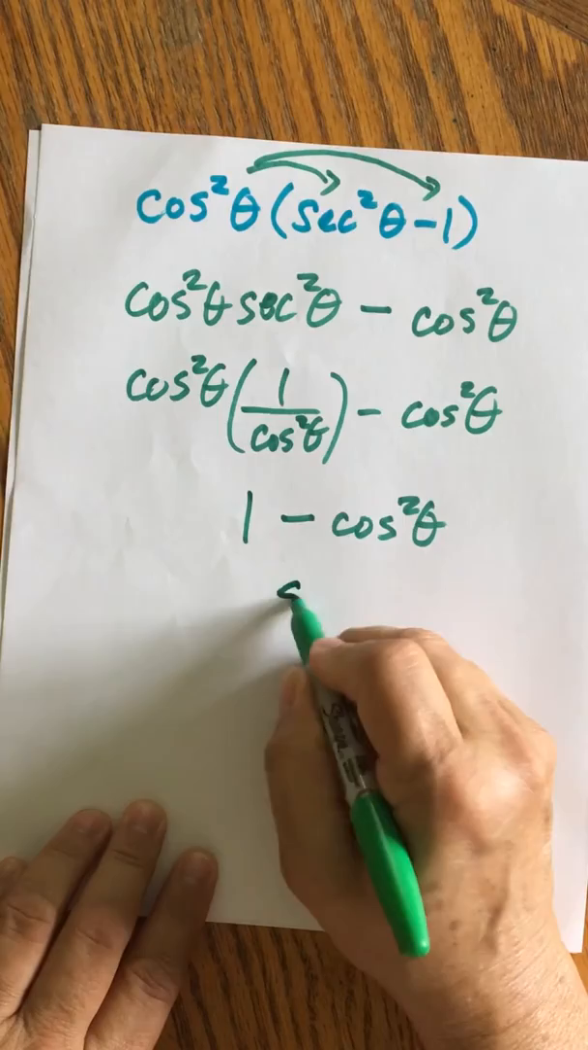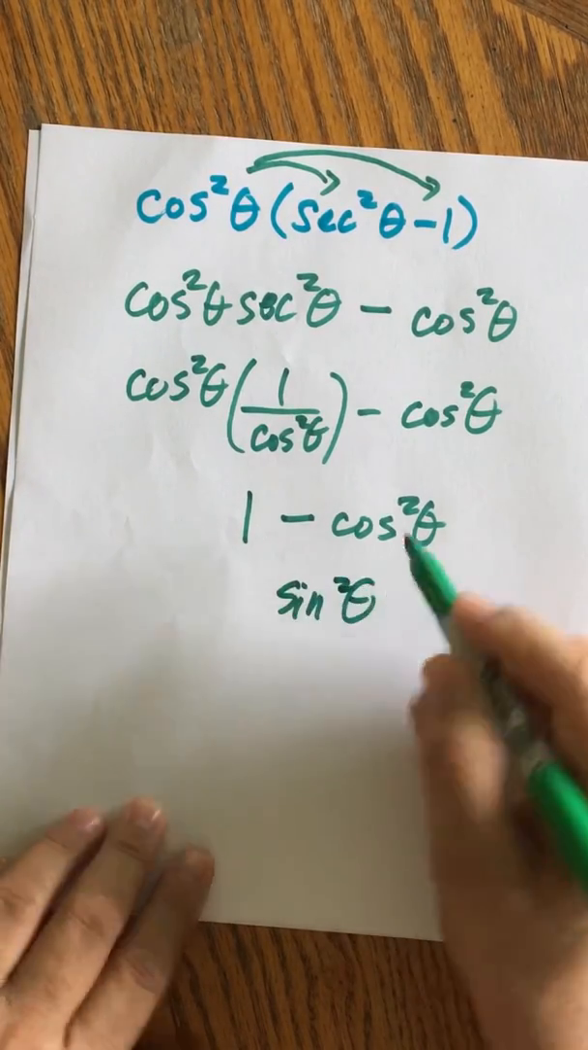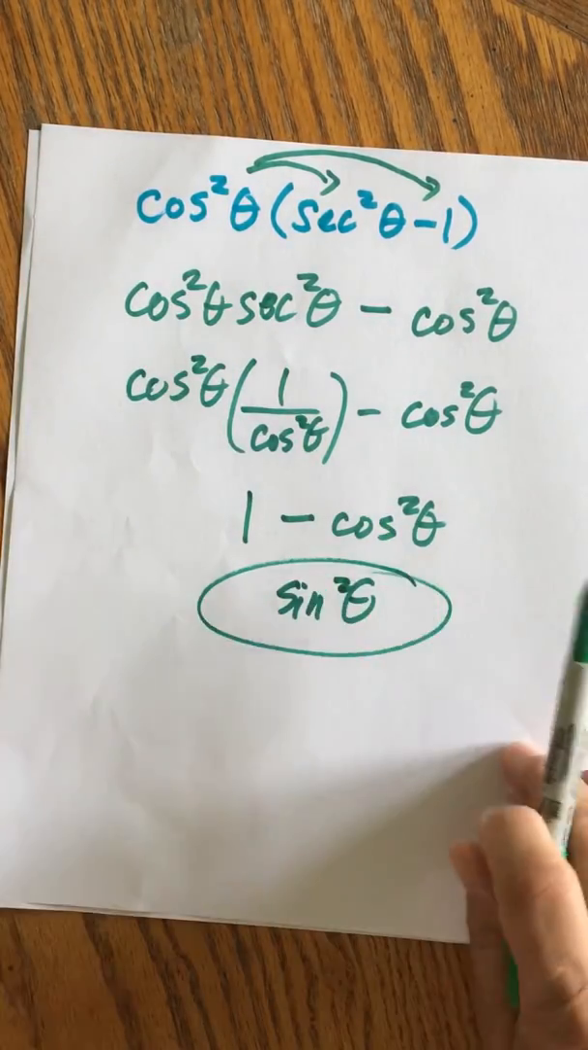So here, this is what? Sine squared of the angle. Okay? So all of this simplifies to sine squared of the angle.